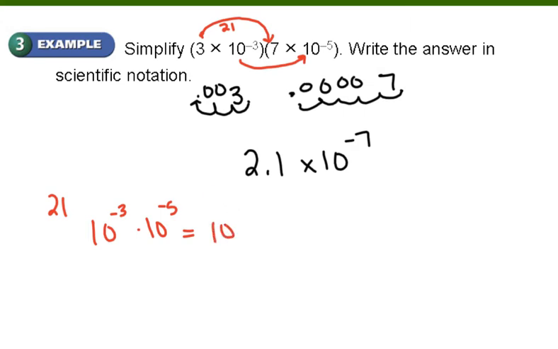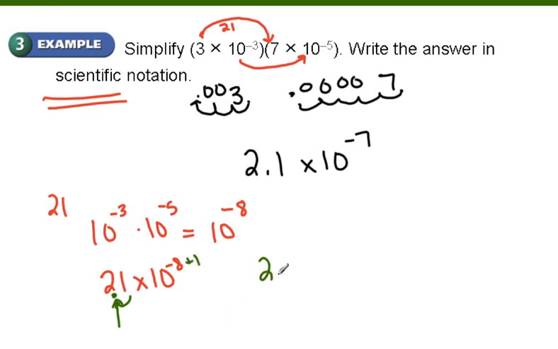All right, so this gives us 10, and then negative 3 plus negative 5 is negative 8. So now we have 21 times 10 to the negative 8. But we have to put this in scientific notation, which states that the decimal comes immediately to the right of the first non-zero digit. All right, so we went from here to here, which means that we added a row. So we're going to go ahead and add a row there. We have 2.1 times 10 to the negative 7. And that matches what we got earlier, so we're good.